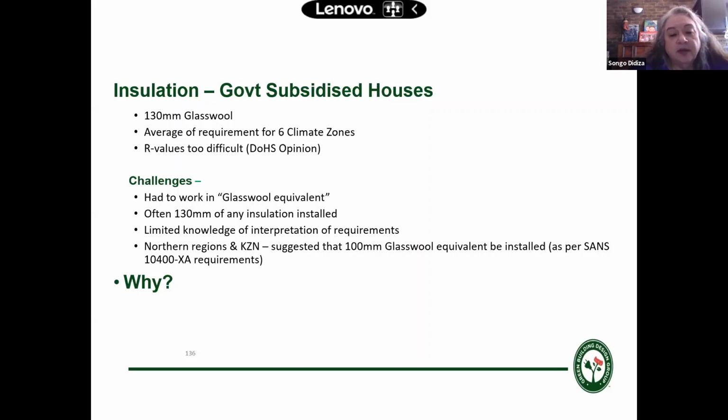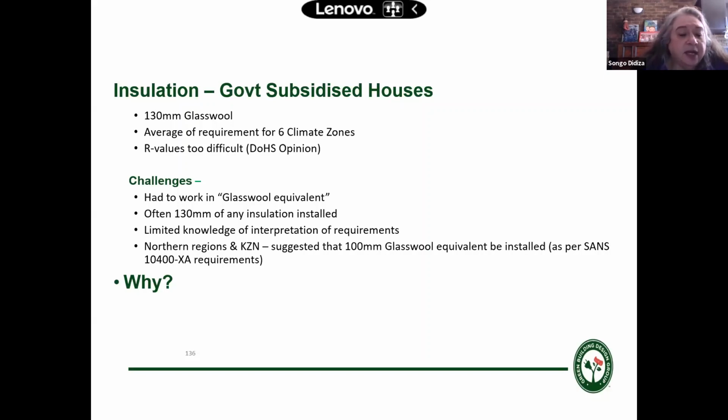But now what happens is that we have to work in glass wool equivalent, or we get to a situation where people say it's 130 mils of any material. And then we have problems again with this thickness versus performance story. And the 130 mils was derived by a very, very complex algorithmic method. No, I'm lying. They took the 6 climatic zones, saw what the requirements were, added them up and divided by 6. And that's how they got to the 130 mils of glass wool.